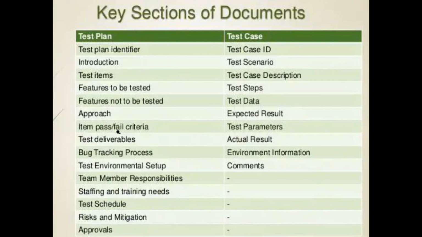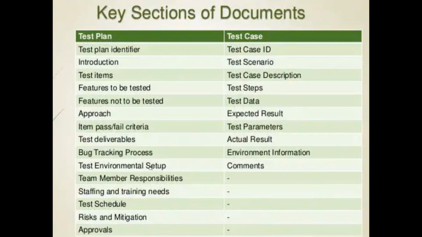If the test passes, what are the expected values? If other values are received, it is a failure. And test deliverables: through the test, what outcomes are we expecting? Bug tracking process: if an error is found in the test, how can we trace other bugs of the same kind and find the root cause? The particular bug may be because of some unexpected variable declared, or the constraints may be wrong.